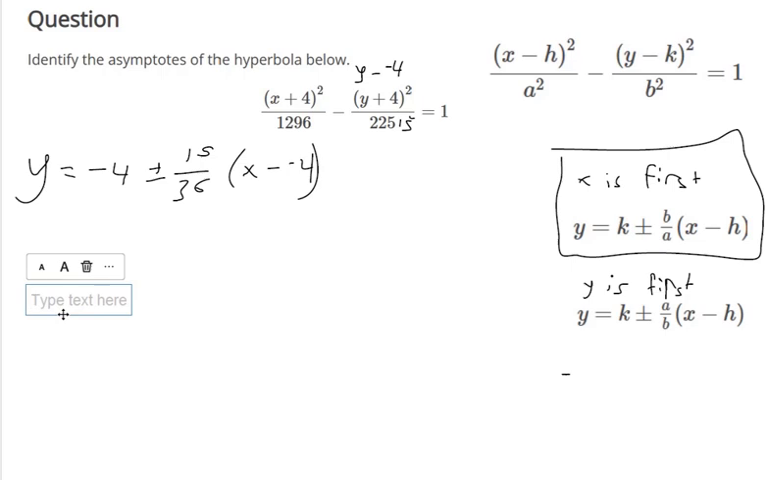You've got y equals -4 plus 15 over 36, x plus 4, that's one of them, and y equals -4 minus 15 over 36, x plus 4. You could rearrange and simplify if you want, but I think it's okay to type it in like that for noon.